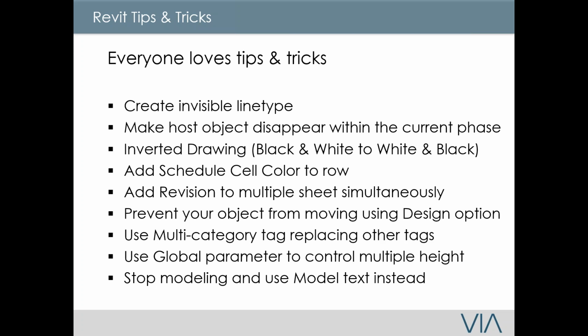How do you add a revision to multiple sheets simultaneously? As well, how to prevent your object from moving using design options. Use multi-category tags to replace other tags. I also talk about global parameters to control multiple heights. As well, the last bit, as a bonus, I'm just going to talk about how you use model text instead of modeling.